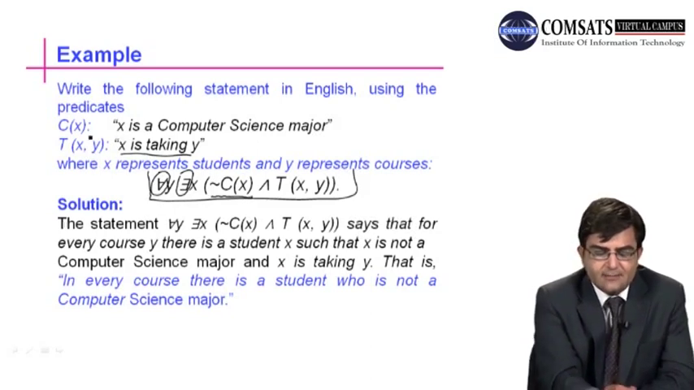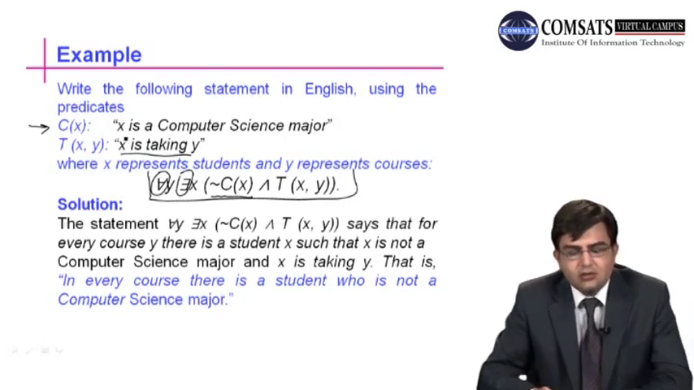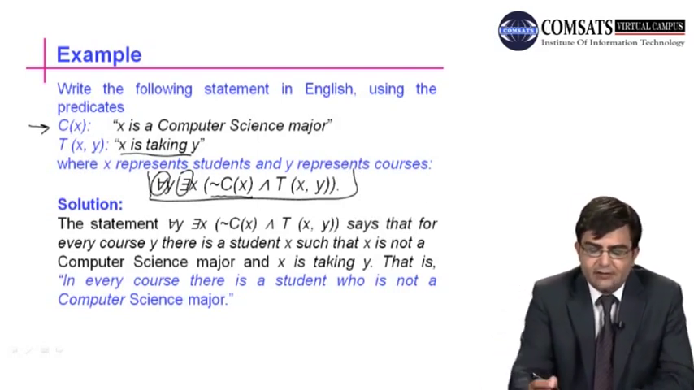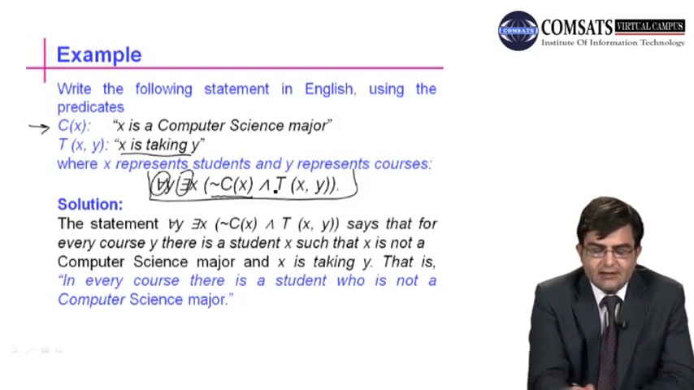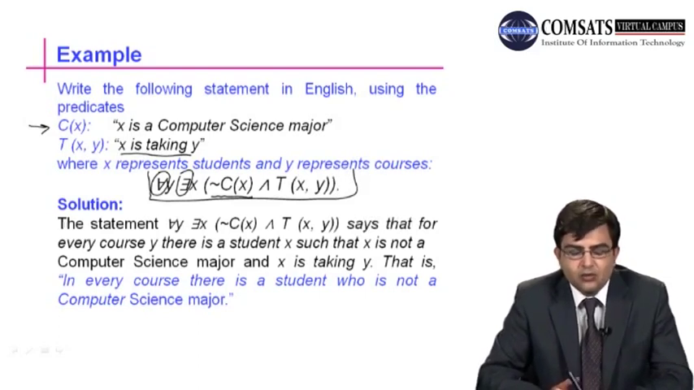C of x is this, then what will be the negation of C of x? X is not a computer science major, this will be the negation of C of x. And T of x,y, what is T of x,y? X is taking y, x is a student, means the student is taking y, y is some course.